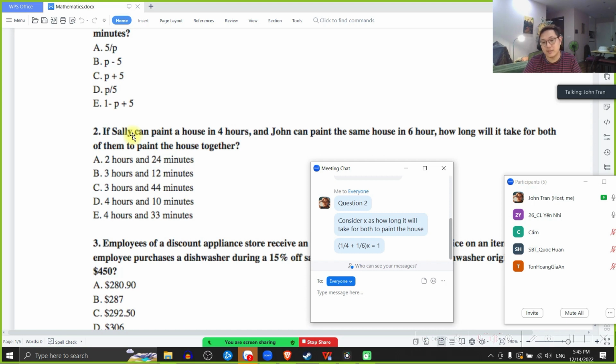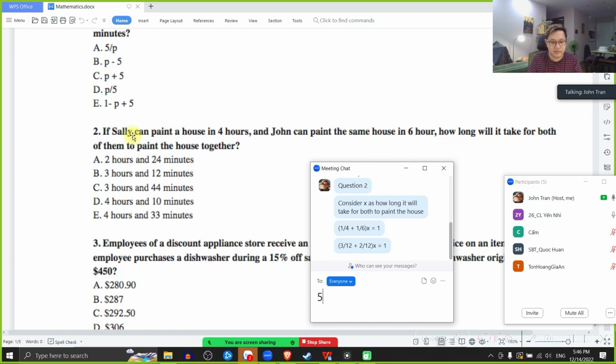Tìm ra X là 1/4 cộng 1/6, X bằng 1 thì đương nhiên nó sẽ ra bao nhiêu. So, it's going to be 3 out of 12 plus 2 out of 12, X equal to 1. And then we got 5 out of 12 X equal to 1. And then X equal to, nó chuyển qua bên phải thì nó nghịch đảo lại. So if it turns to the other side, it's going to be the opposite. So 12 divided by 5 is 2.4, right? 2.4 hours, 2.4 giờ.